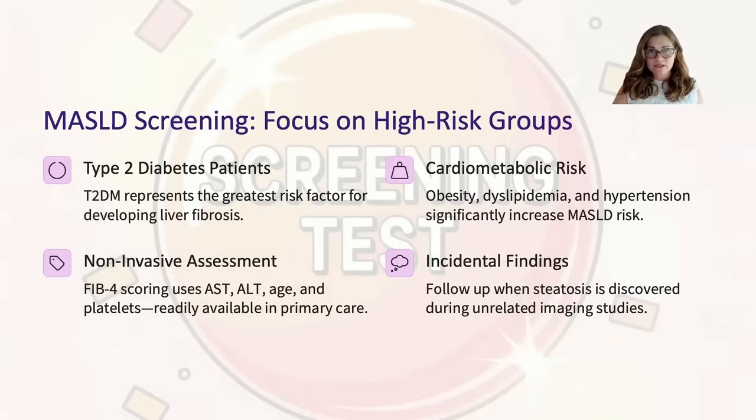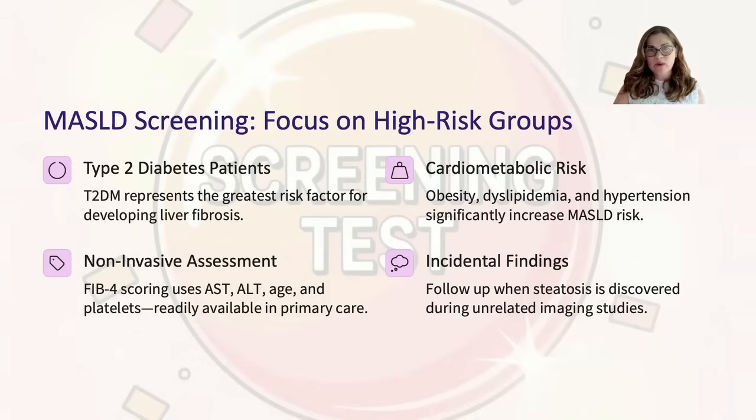Other high-risk groups include people living with cardiometabolic conditions like obesity, high cholesterol or high triglycerides, or dyslipidemia, and high blood pressure, or hypertension. These conditions often go hand in hand with MASLD, even if the person has no symptoms of liver failure.